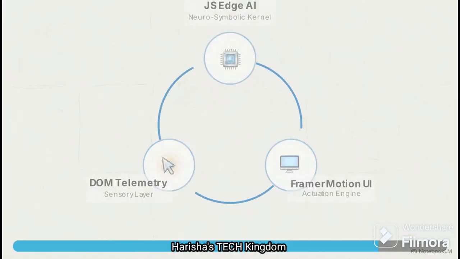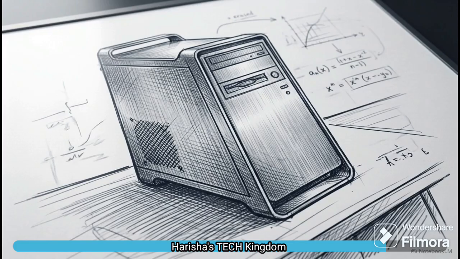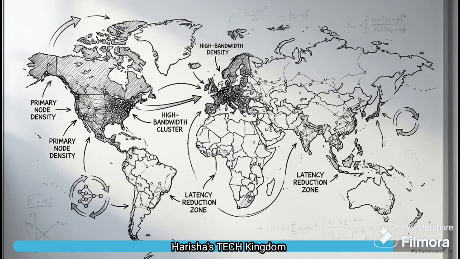Looking at the architecture as a whole, it operates as a continuous, self-correcting cycle. This diagram shows the loop. DOM telemetry informs the Edge AI, which rewrites the UI state, which then alters user behavior to generate new telemetry. This closed loop provides high-performance personalization while maintaining local security, as no personal behavioral data is harvested by a central server. However, a purely local model cannot learn from broader, global market trends.